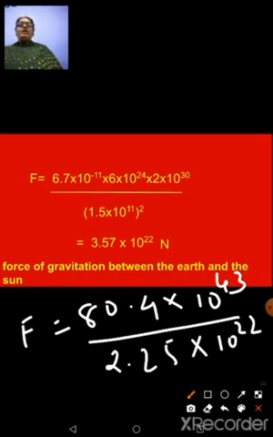Okay. Now 80.4 divided by 2.25. If you want, you can remove the decimal point. You know how to remove the decimal point. When you multiply the denominator by 100, the numerator should also be multiplied by 100. So in that case, 8040 into 10 raised to 43 divided by 225 into 10 raised to 22. So if you want, you can take those tens also. In that case, the decimal point will not go away. So let me do it like that.